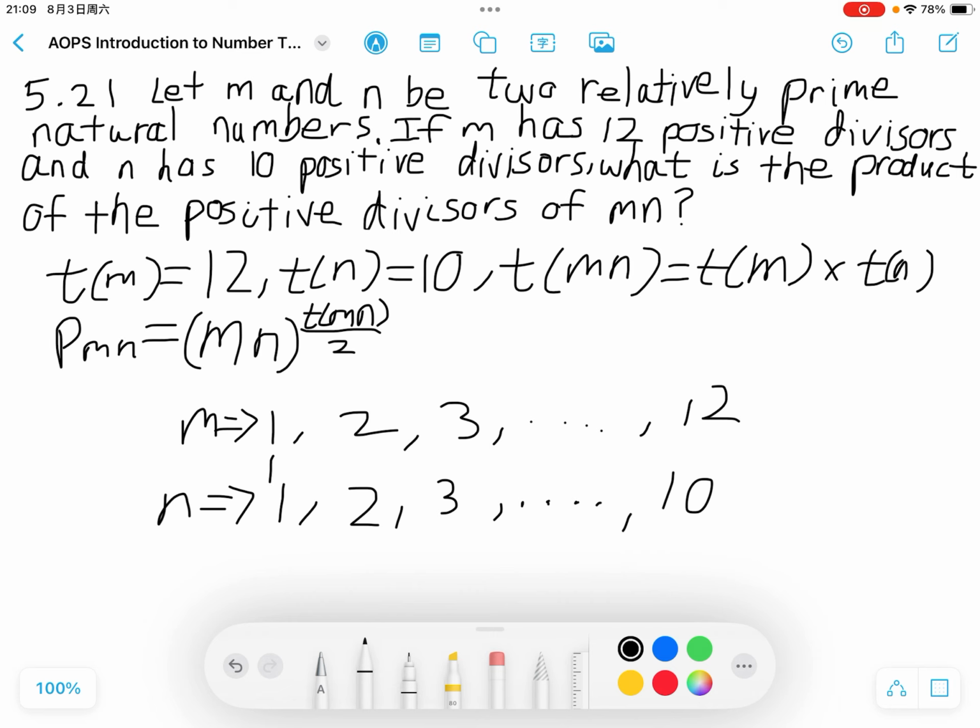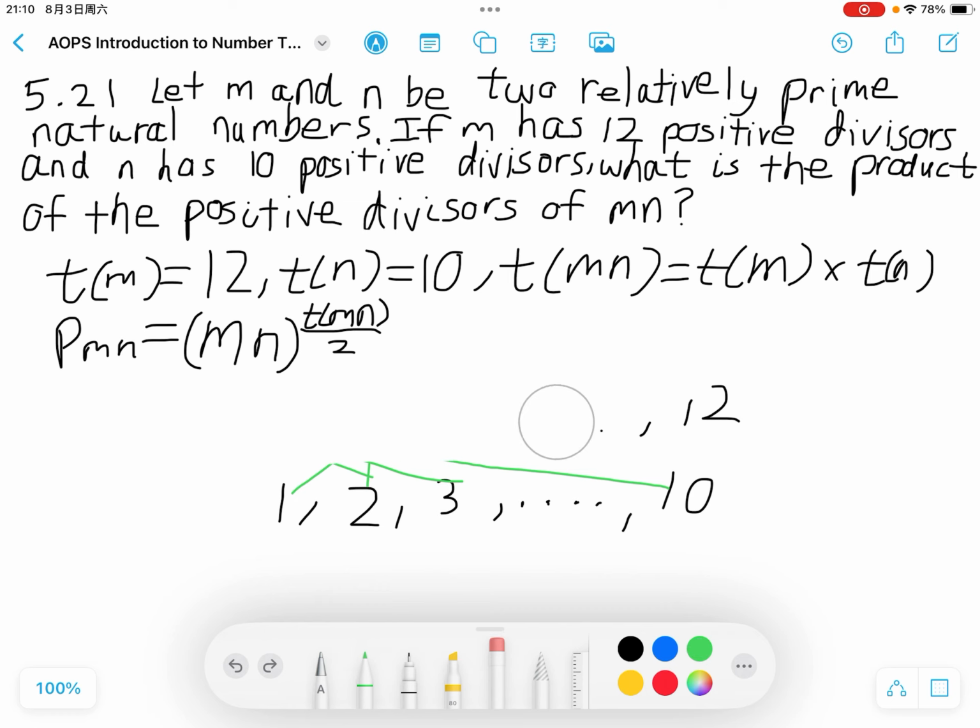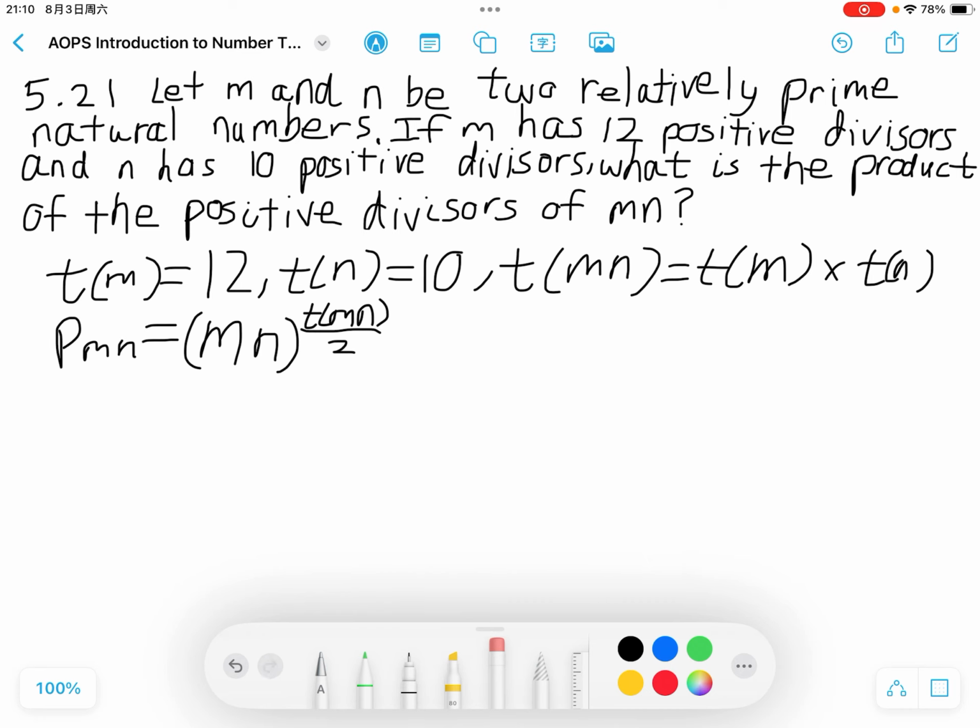For every divisor in m, we can pair it up with one divisor of n to form a divisor of m times n. We can pair this divisor up 10 times to form 10 new divisors for mn. So every single divisor here, we can form 10 new divisors, and we do the pairing 12 times because there are 12 divisors of m. So this just gives us 120, because that's 12 times 10.